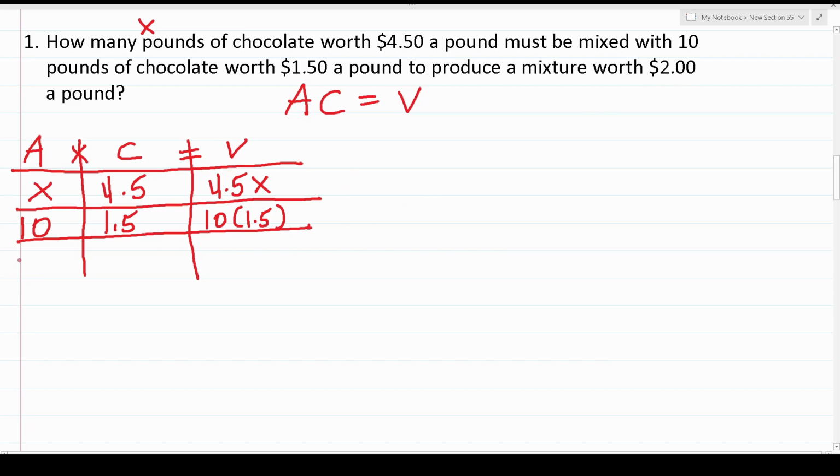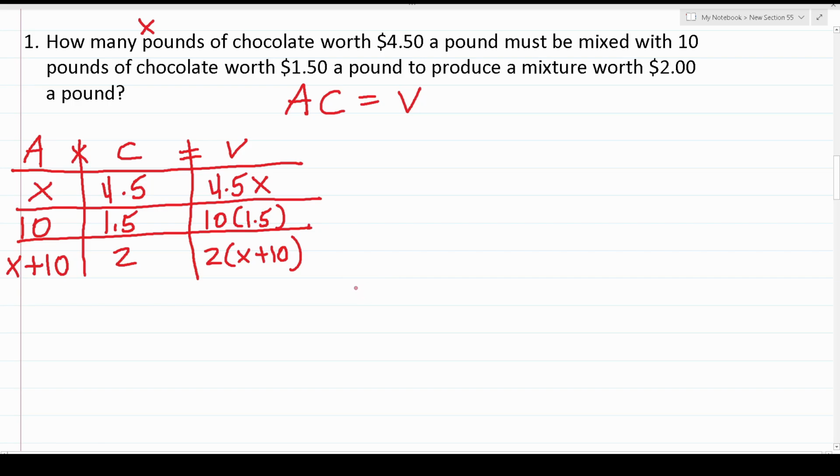So we're told that the mixture, which is this very bottom row, is going to be worth $2 per pound. But that said, we're not told the amount of that mixture. That said, we know we're taking X pounds of the first type of chocolate, and we're going to add that to the 10 pounds of the second type of chocolate. And just like that, we were able to determine the amount of the mixture. And now we can find the value here. That's going to be 2 times X plus 10.